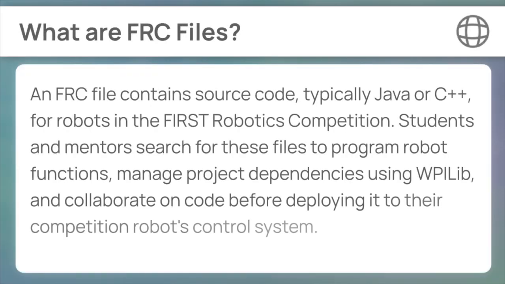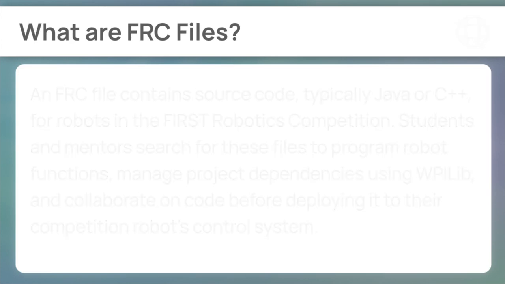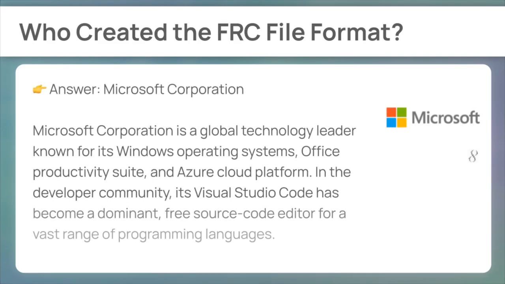An FRC file contains source code, typically Java or C++, for robots in the FIRST Robotics Competition. Students and mentors search for these files to program robot functions, manage project dependencies using WPILib, and collaborate on code before deploying it to their competition robot's control system.